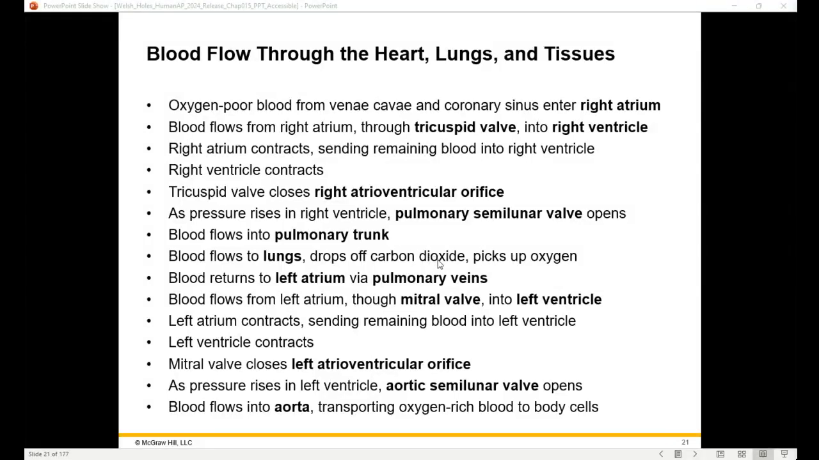Then the blood flows to the lungs, drops off the carbon dioxide, picks up oxygen. Then the blood returns to the left atrium via the pulmonary veins. The blood flows from the left atrium through the mitral valve into the left ventricle. The left atrium contracts, sending the remaining blood into the left ventricle. The left ventricle contracts. The mitral valve closes the left atrioventricular orifice. And as the pressure rises in the left ventricle, the aortic semilunar valve opens. The blood flows into the aorta, transporting the oxygen-rich blood to the body cells.